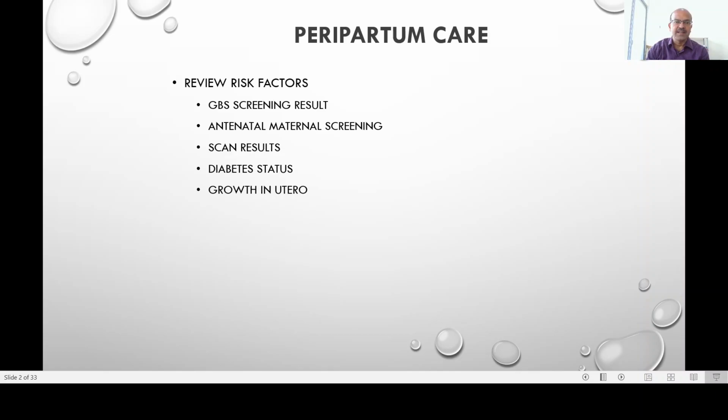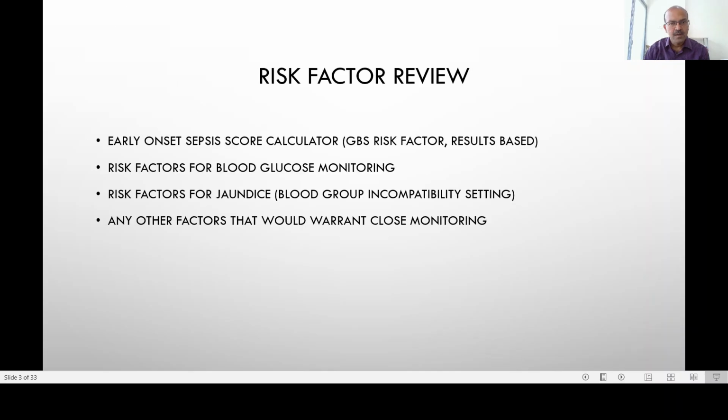We have the antenatal and maternal screening results. So this will be the various tests, the infection screen like hepatitis B, HIV, VDRL, and so on, as well as the diabetes status, the scan results which show any concerns, and the growth status including the flow during the later periods, especially in a growth restricted baby. So early onset sepsis score calculator, there is a video on my channel. I will refer you to that.